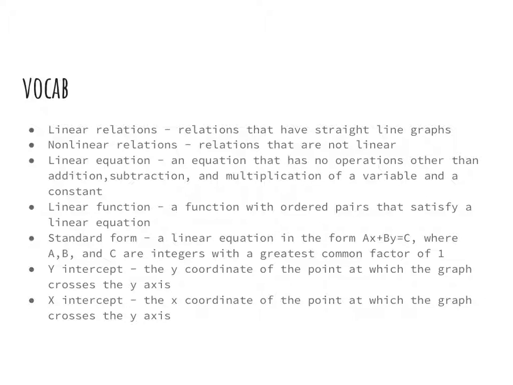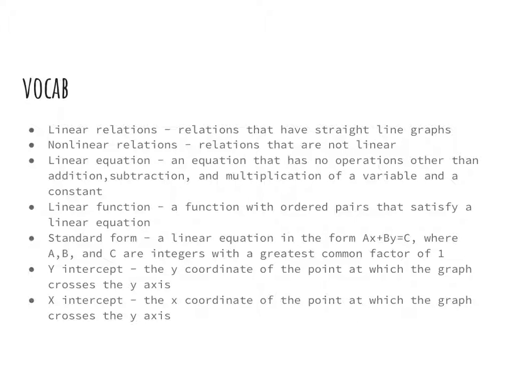Our first vocab term is linear relations, and that is relations that have straight line graphs. We also have nonlinear relations, which are relations that don't have that straight line graph, so they're not linear. A linear equation is an equation that has no operations other than adding, subtracting, and multiplication of a variable and a constant. We have a linear function, which is a function with ordered pairs that satisfy a linear equation.